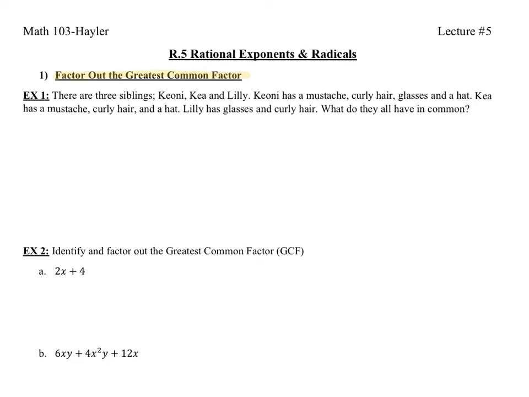So I'm going to go ahead and draw this out. Let's see. We have Keone. What does he have? Curly hair? Let's just go ahead and give him some curly hair here. He has a mustache. Glasses. And a hat. Oh, darn. Used up the hair there for the glasses. Used up the spot for the hat right there. So here's his hat. That's Keone, my wonderful artistic rendition.